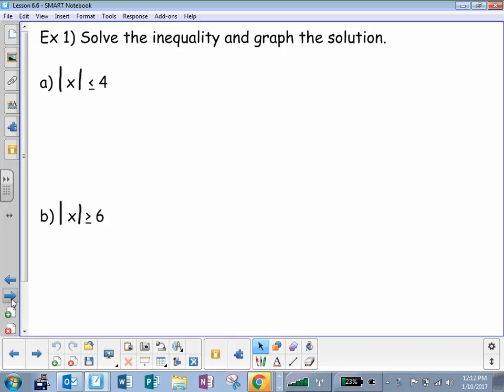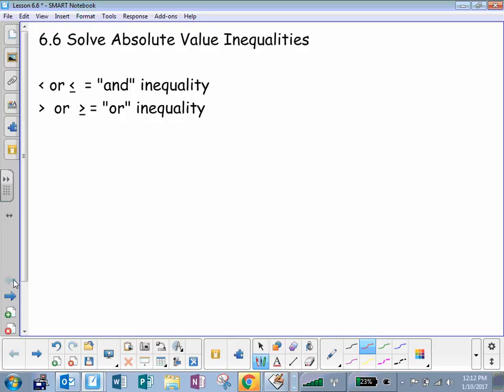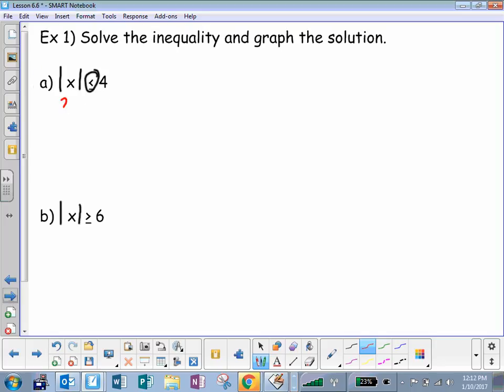All right. So what we're going to be doing is solving these and graphing them now. So look at this. Is this going to be an and or an or statement? If you go back and look, if it's pointed to the left, it's an and statement. So an and statement means our graphs should be coming together, correct?